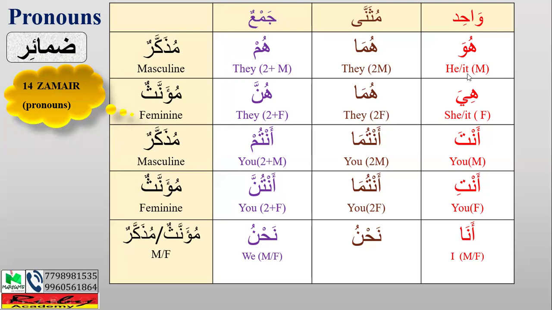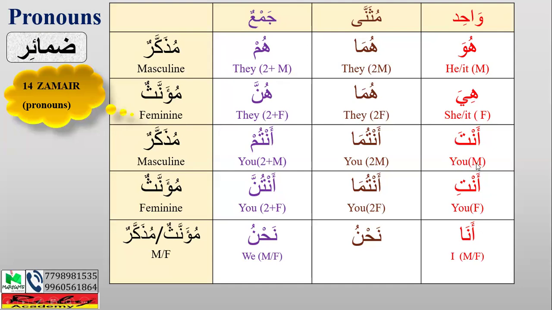Huwa, he or it, masculine. Huma, they, two, masculine. Hum, they, two plus, masculine. Hiya, she or it, feminine. Huma, they, two, feminine. Hunna, they, two plus, feminine.